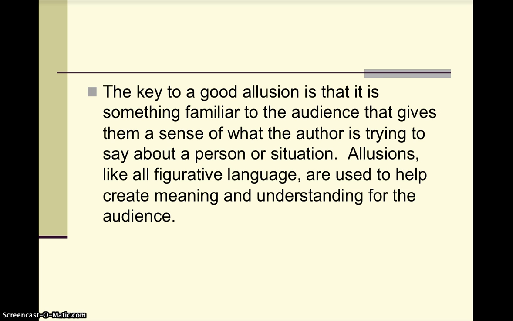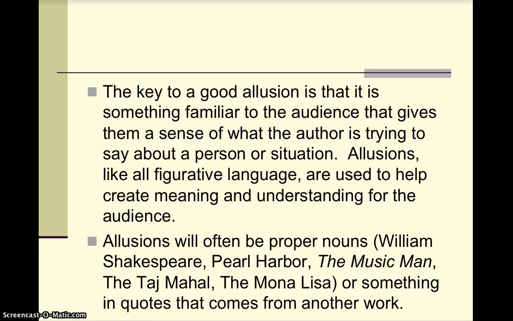The key to a good allusion is that it is something familiar to the audience that gives them a sense of what the author is trying to say about a person or a situation. Allusions, like all figurative language, are used to help create meaning and understanding for the audience, so the audience has to be familiar with what is being referenced. A good thing to look out for when you're reading is the use of proper nouns, capitalized nouns, because they are going to be those specific things that are well known. William Shakespeare, Pearl Harbor, the Mona Lisa, or it could be a direct quote from another work, so it would be something in quotation marks.